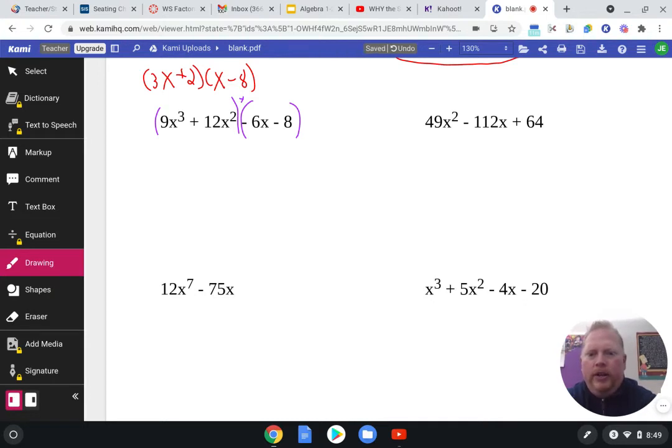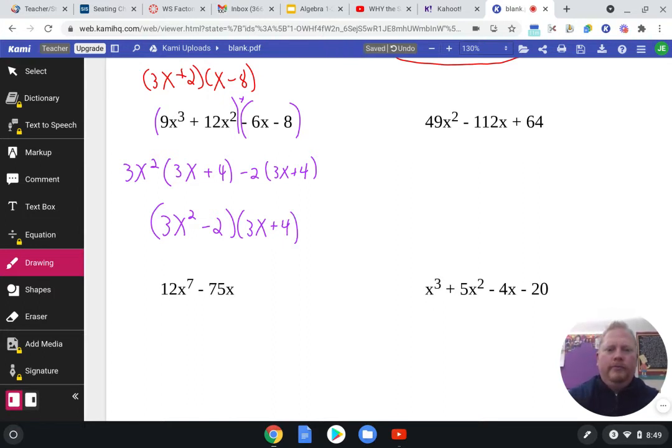So in my first group, I think we're looking at 3x squared as a GCF, leaving behind 3x plus 4. Since that third term is negative, a negative 6x, I'm going to factor out a negative number. I think we're looking at negative 2. So that gives me 3x plus 4. So final answer, 3x squared minus 2 times 3x plus 4. Final answer.